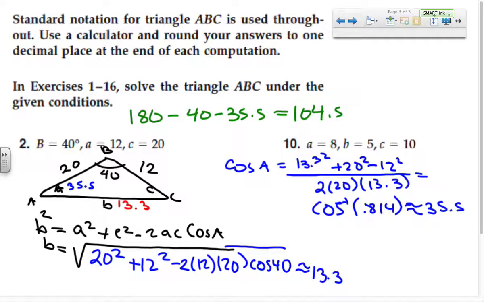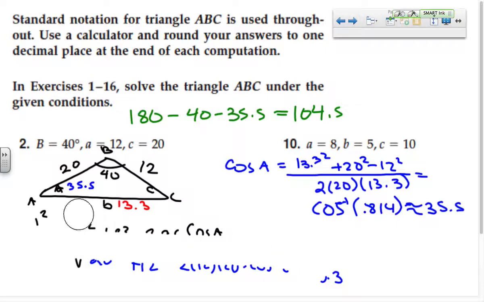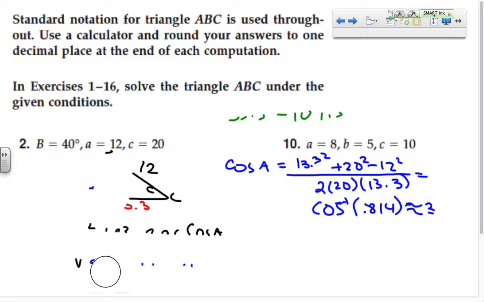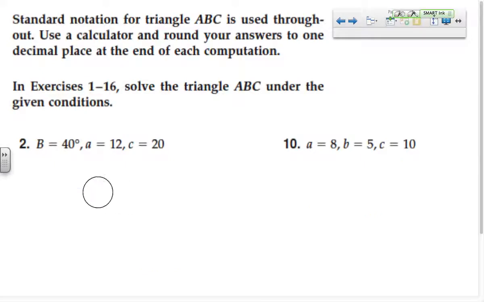All right, now let's look at the next example, which is my one over here, number 10. So this example here, I've given only sides. So I need to find all of the angles. So this one I will actually have to do 2 of my cosines equals. So I'm going to do this as 10, 8, and 5.